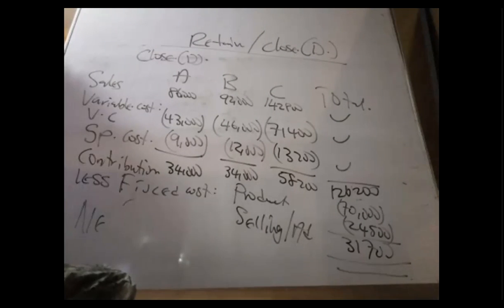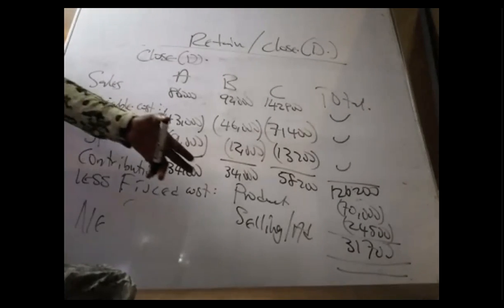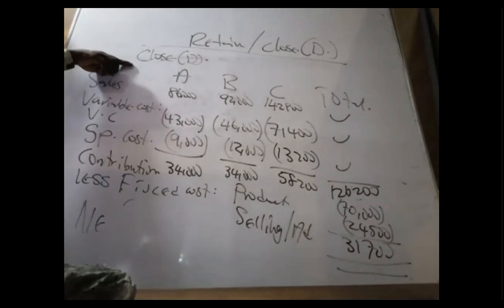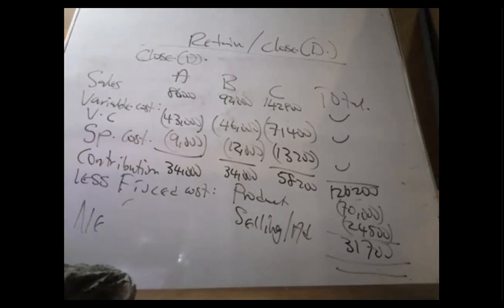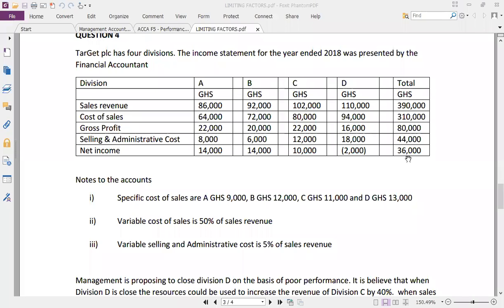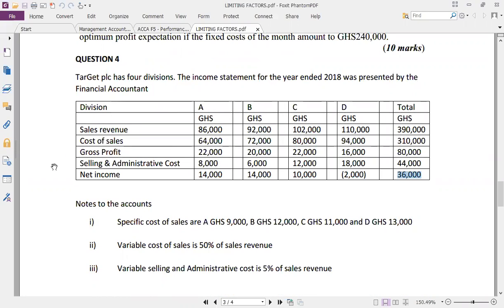Net profit 31,700. Then you compare this one to the profit before. This is when they close. What's the profit when they retain? From the question, 36,000, right? So should they go ahead and close, or should they retain? We had 36,000 here, but we had 31,700. So from the above calculation, should they shut down or should they retain? That's the calculation that we are interested in. Any answer for us, friends online, from what we've calculated here?